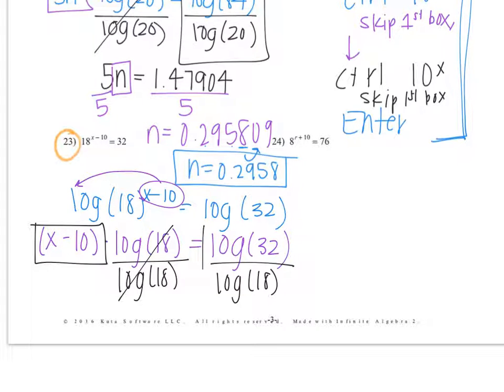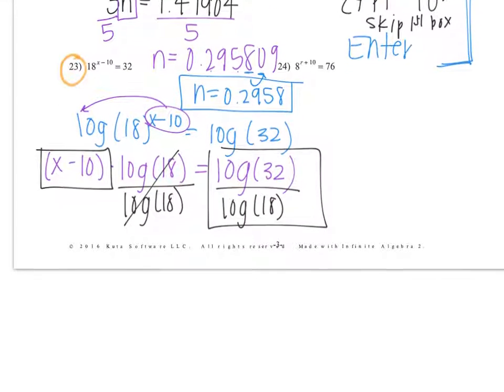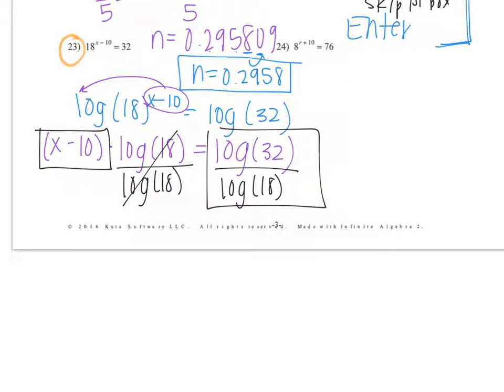They cancel on the left, and on the right is what you're typing into your calculator. If you need more time to type it in, just hit pause. I already have my answer key done, so I know what it is.